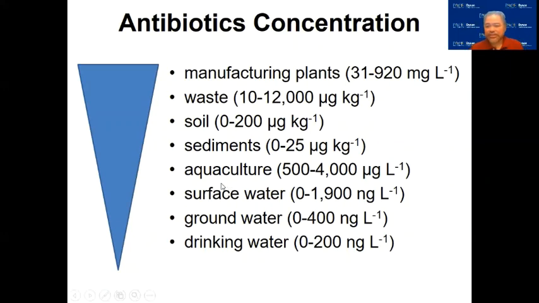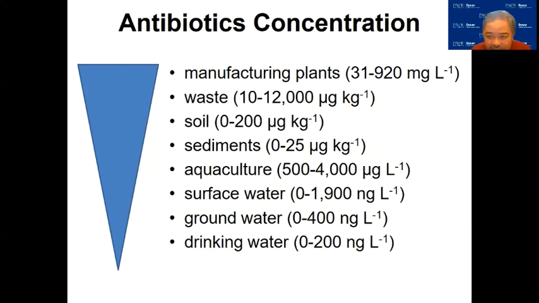And then, as I've told you, in aquaculture, some fish farmers use manure to feed the fingerlings. That introduces around 500 to 4,000 microgram per liter. Surface water is around 1,900 nanogram per liter, and the groundwater would be around 400 nanogram per liter. Drinking water, they found, is as high as 200 nanogram per liter.